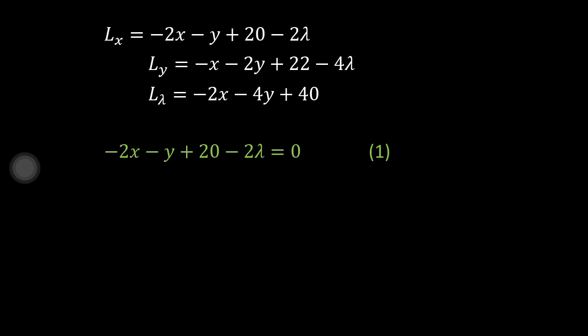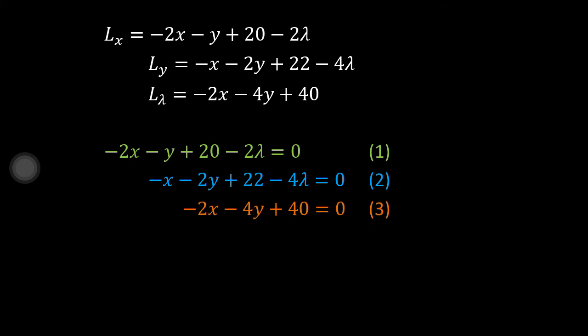So, we set each partial derivative equal to 0. So, negative 2x minus y plus 20 minus 2 lambda is equal to 0 is our equation 1. Negative x minus 2y plus 22 minus 4 lambda is equal to 0 is our equation 2. And negative 2x minus 4y plus 40 is equal to 0 is our equation 3. So, solve natin yung equation 1 and 2 for lambda.